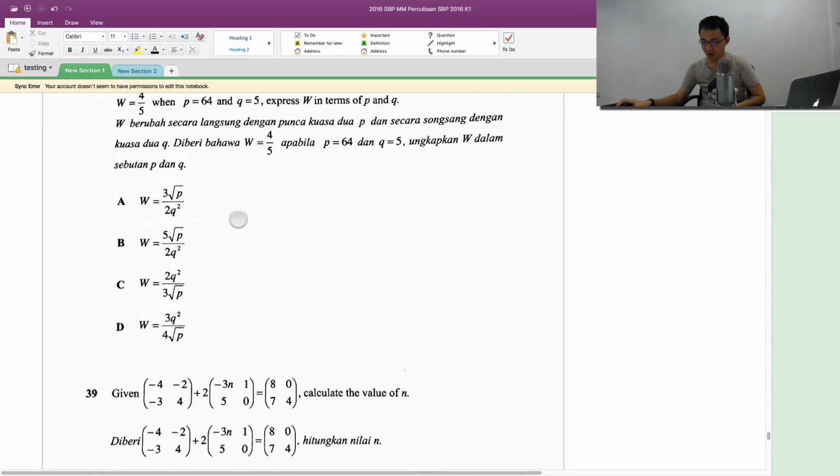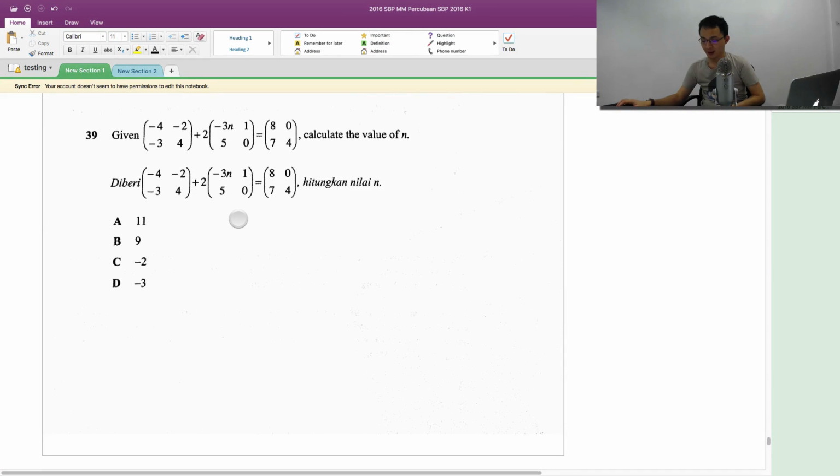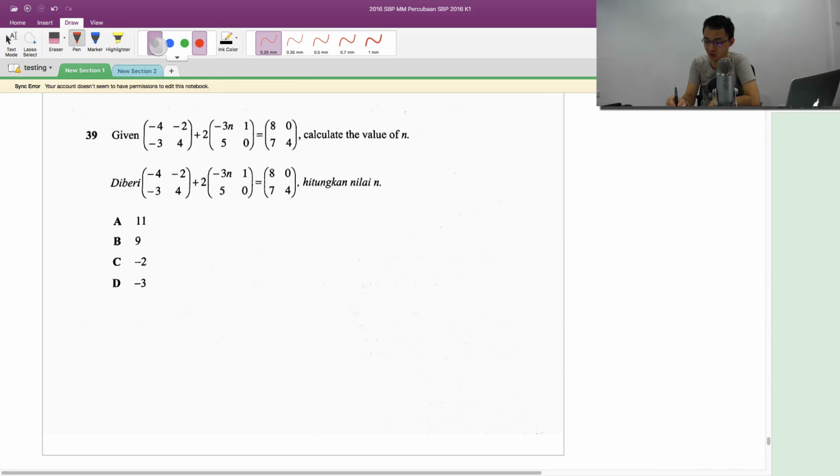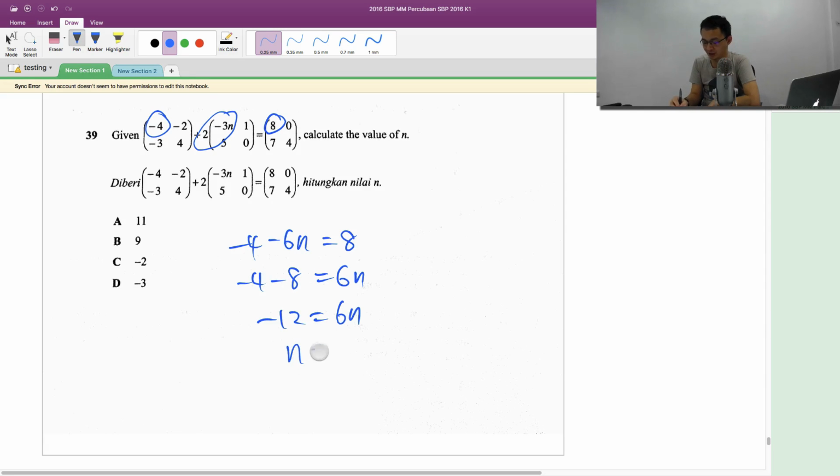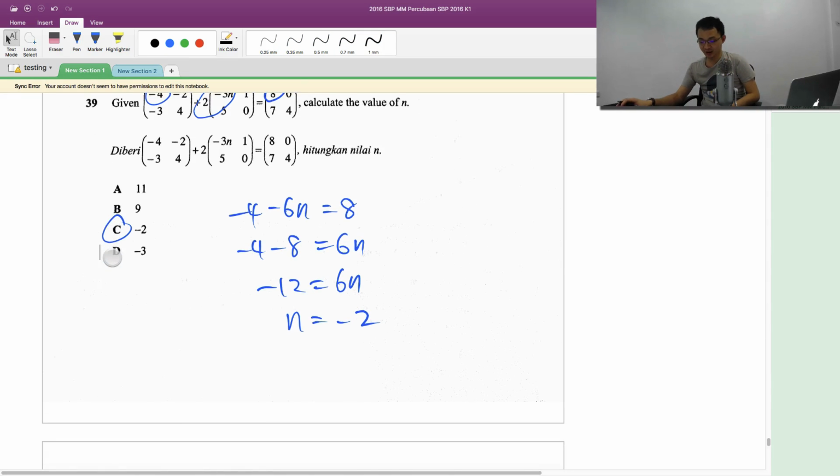Then we go to 39. This one is quite simple. Since I want to find n, I will choose the first number. Negative 4, 2 multiplied by negative 3n is negative 6n equals a. So 6n equals negative 4 minus a. So 6n equals negative 12, n equals negative 2. It's very easy, just like this.